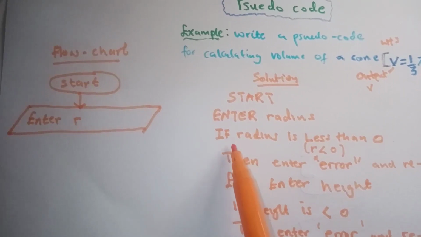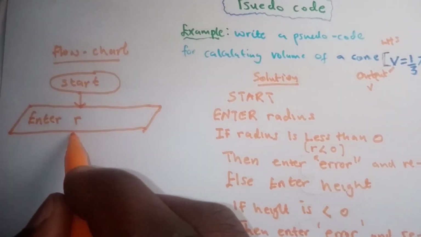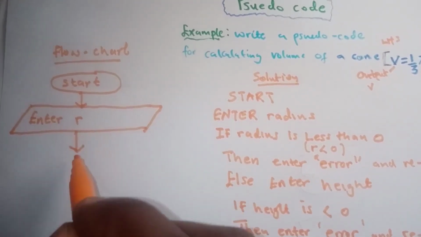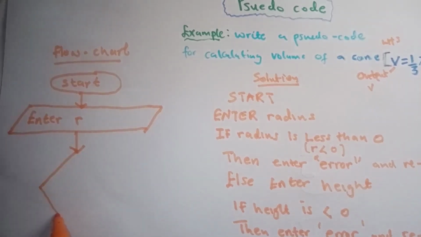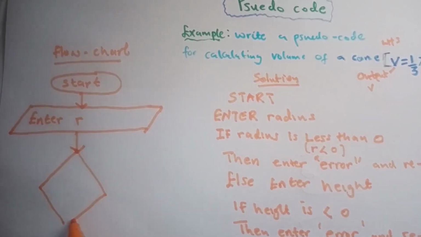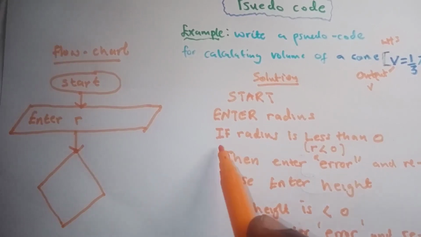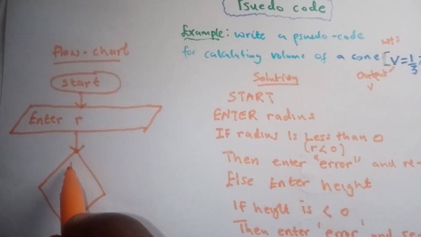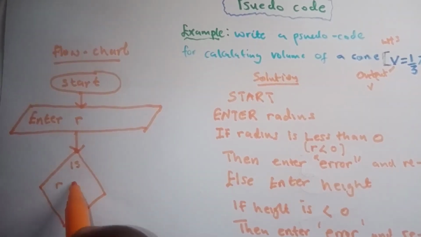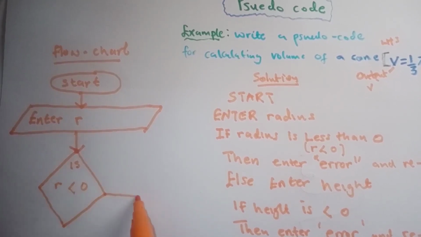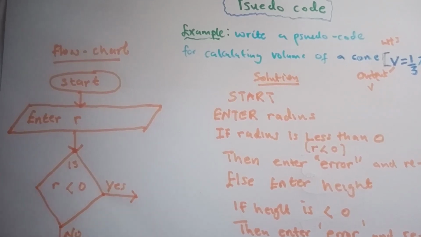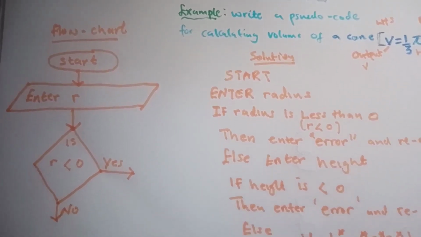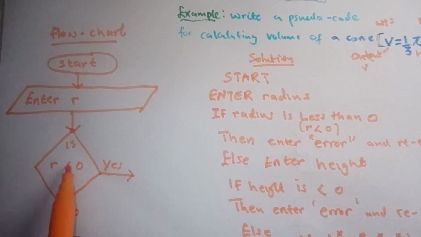So we have a condition, if. Whenever you see a condition if, here is where you come up with a diamond. In this diamond, the word "if" changes to "is": is radius less than 0? This side you're going to pick yes, and this side you're going to pick no. When you ask a question in the diamond, it only answers yes or no.